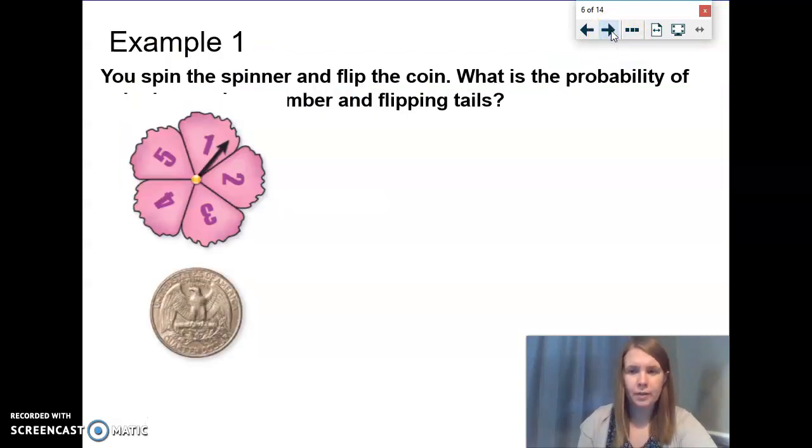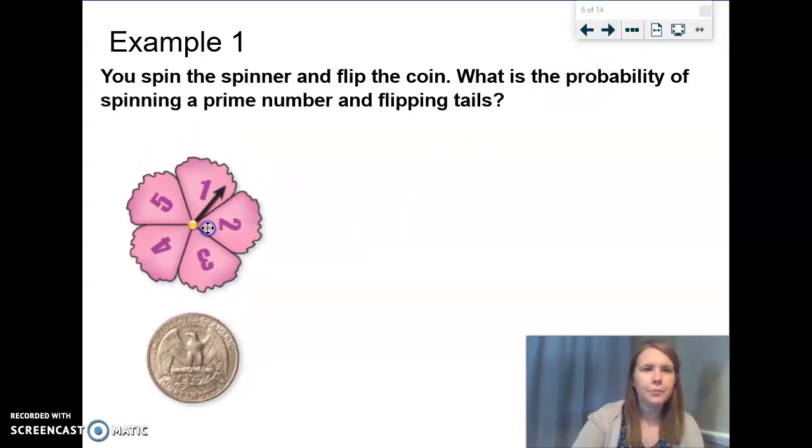So let's take a look at an example of an independent event. Oh, I think this got cut off a little bit on the words. Yeah, there we go. Okay.